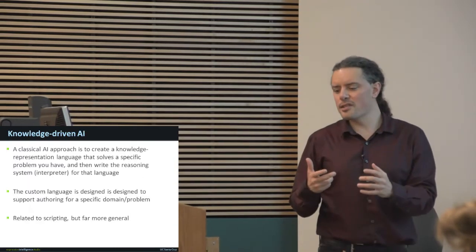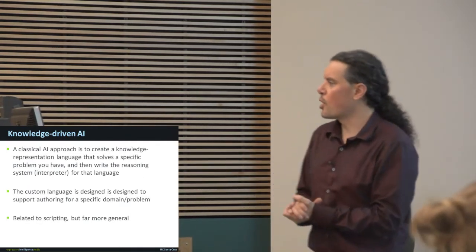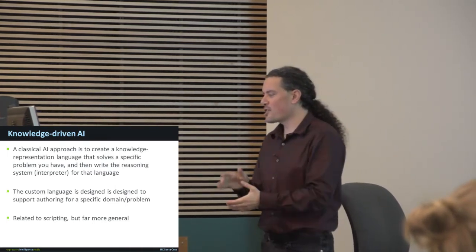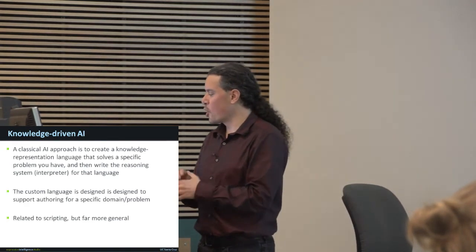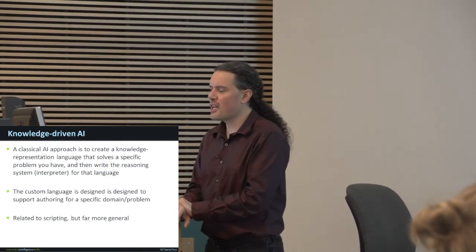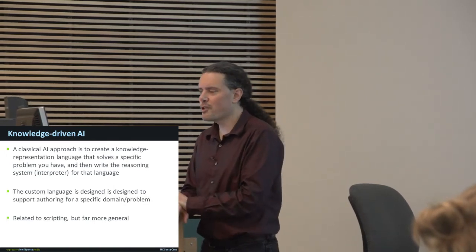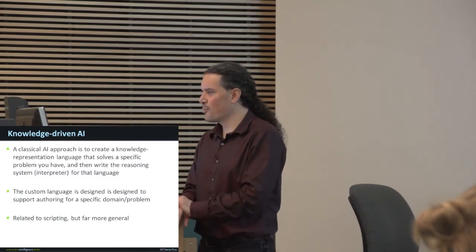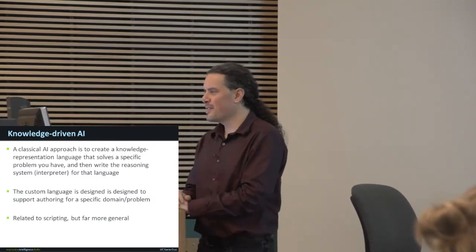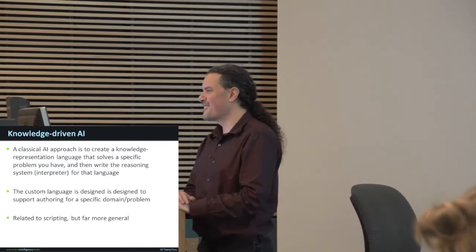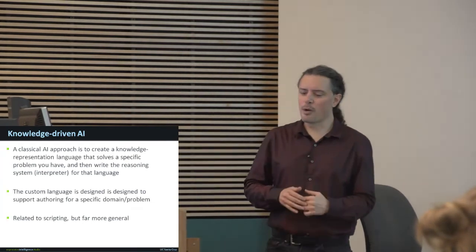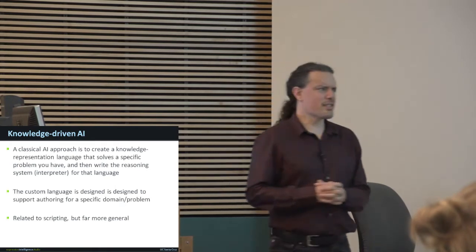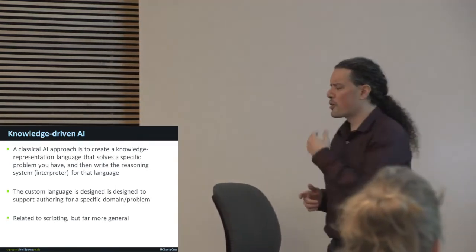This is a standard practice in what's called knowledge-based AI. And in fact, it's a rather classical approach, right? In classical AI, the approach to solving a problem is to create a custom knowledge representation language. Basically, think of it as a custom programming language that is designed specifically to make solving your problem as easy as possible. Then you write your easy program in your custom language, and boom, you've solved the problem, right? That custom language approach is all about leveraging the computer as a symbol manipulator. This is related to the idea of scripting, but far more general than scripting.